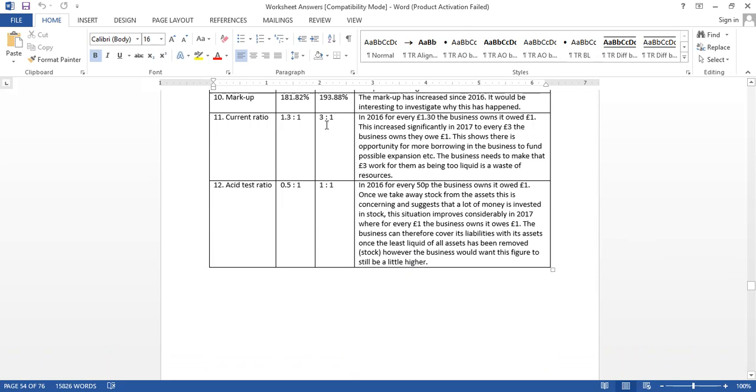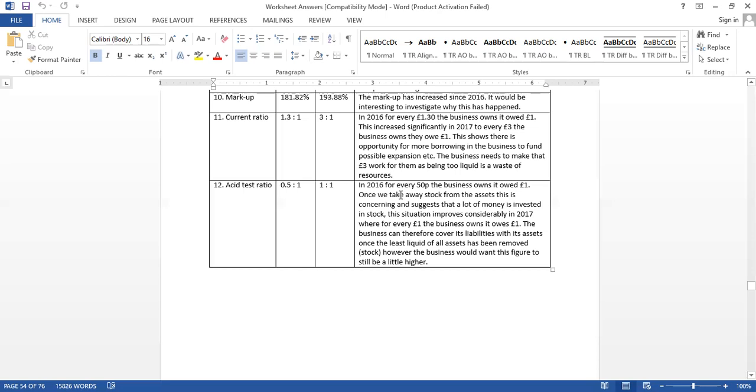Yes, you can go for more borrowing because they have enough assets, and the business needs to make those £3 work for them, as it is being too liquid. It's a waste of resources, because, as I told you, keeping this much in current assets is a waste of resources. Mention that also. Look at the acid test ratio finally.